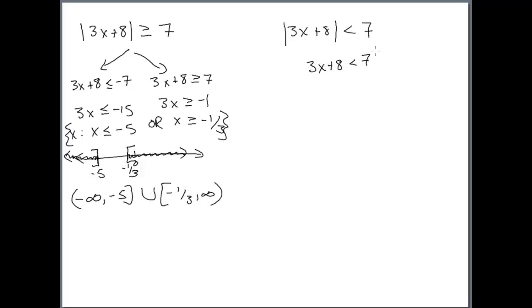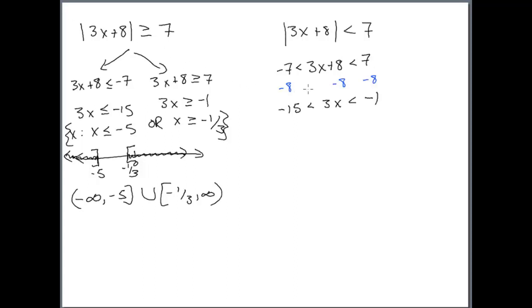3x plus 8 is less than 7, and 3x plus 8 is greater than negative 7 at the same time. So here we have this compound inequality that we can solve. If we looked at just this half here, we would subtract 8, subtract 8. So if we subtract from all three portions of this compound inequality, we still maintain that compound inequality. So we have negative 15 less than 3x less than negative 1.